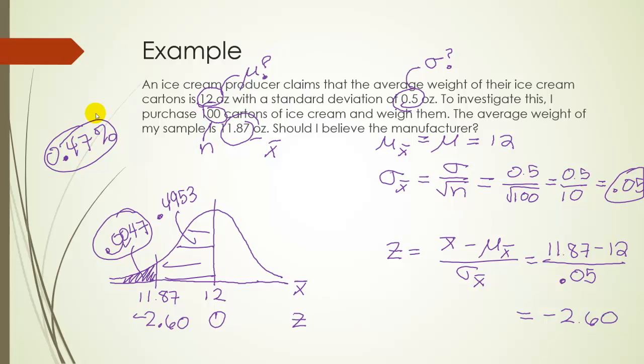This is very unlikely, right? Less than 0.5% chance for us to find the sample mean we found if the manufacturer is telling the truth, which means no, I do not believe the manufacturer. Or I just got very, very unlucky.